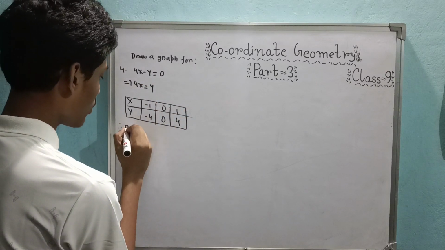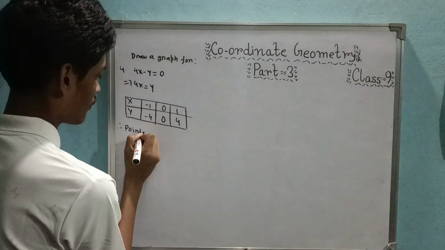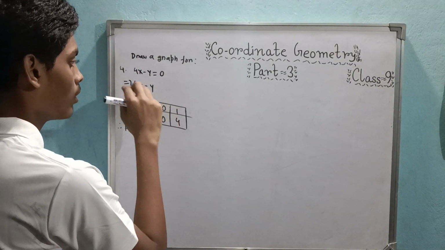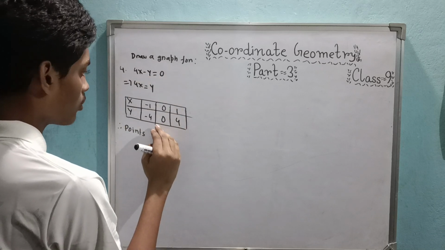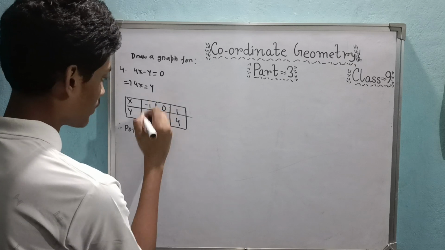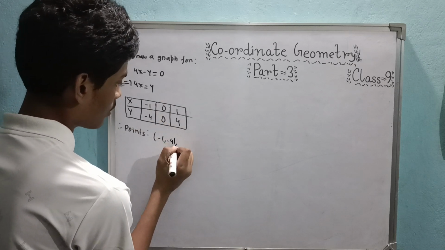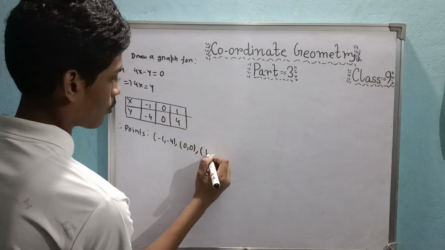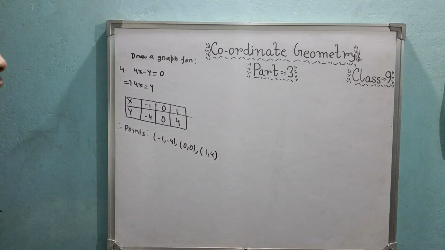Therefore the points are what? See the equation only. 4 into -1, -4. 4 into 0, 0. 4 into 1, 4, value of y. Points are what? (x, y): -1, -4. Then another (x, y): 0, 0. Another (x, y): 1, 4. Something like the previous question.